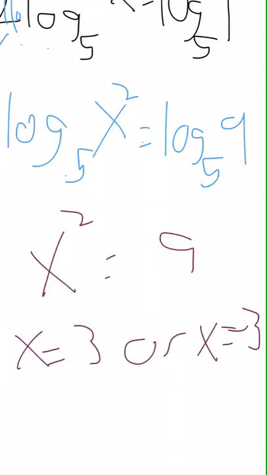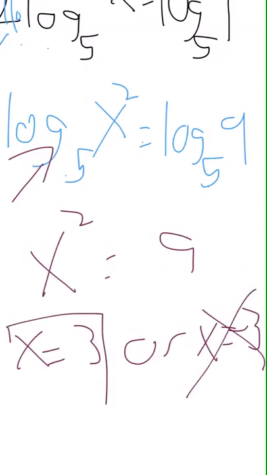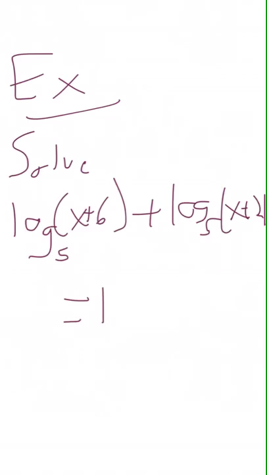However, since we're dealing with logarithms, remember the domain of the logarithm is always positive. The domain of the logarithm is all x values greater than 0, so we don't care about negative 3. So x is just equal to 3. Alright, let's go ahead and solve this equation for x.